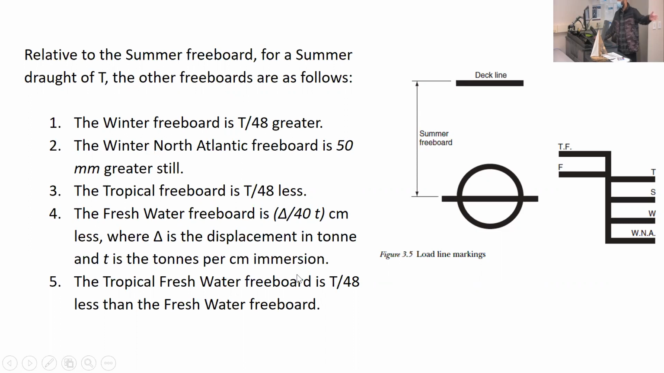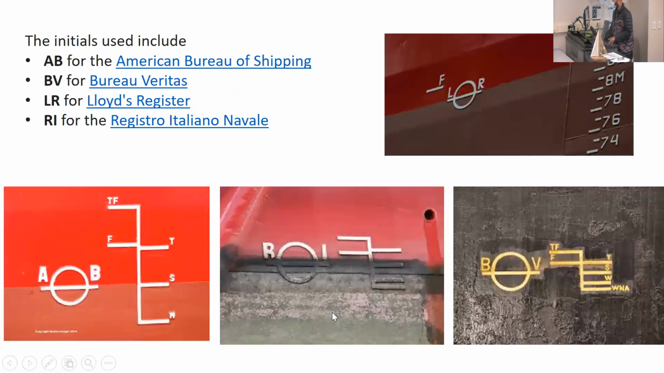You don't need to memorize any of this. I mean, based on the specification you choose, these values will be given to you. Okay. Here. So BV is Bureau Veritas, Lloyd's Register. RI is the Italian registration agency. AB is American Bureau of Shipping. And all of them have similar but slightly different requirements.